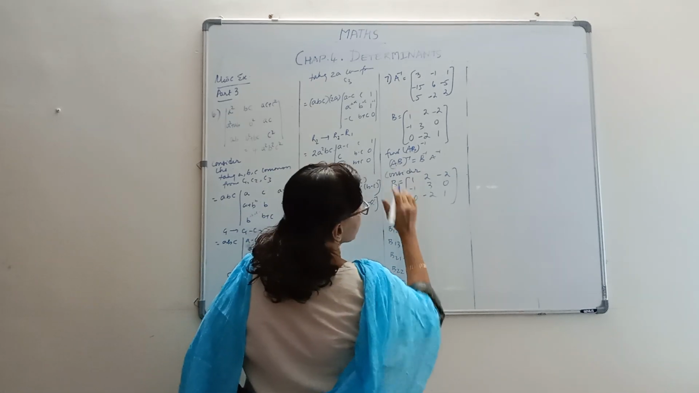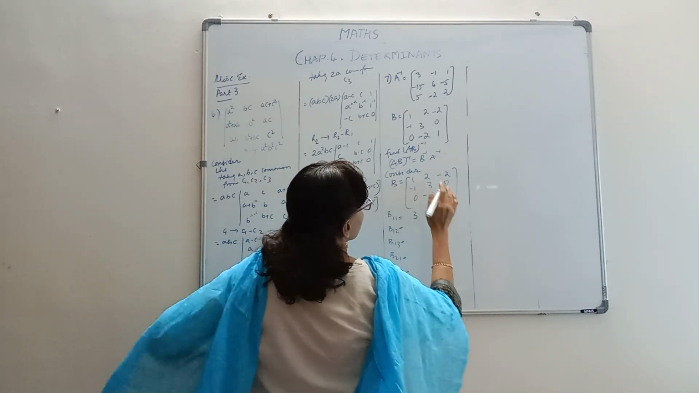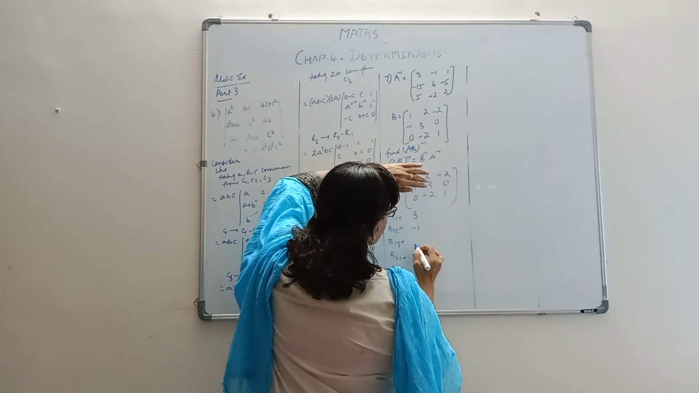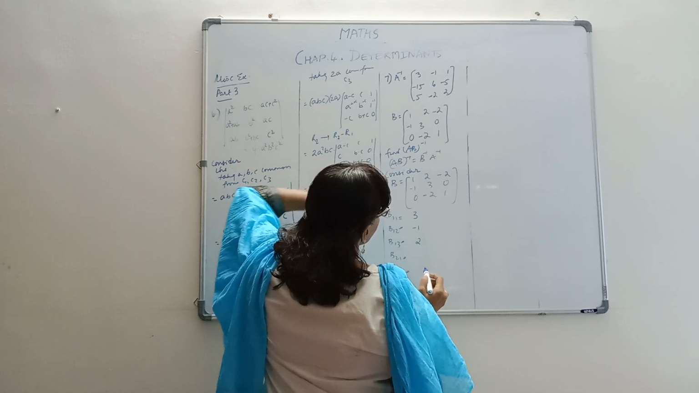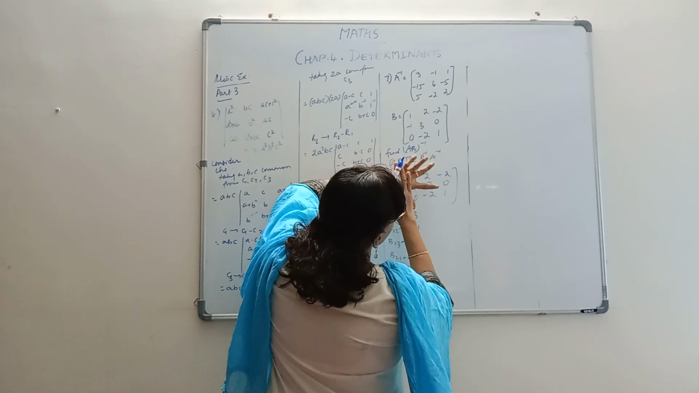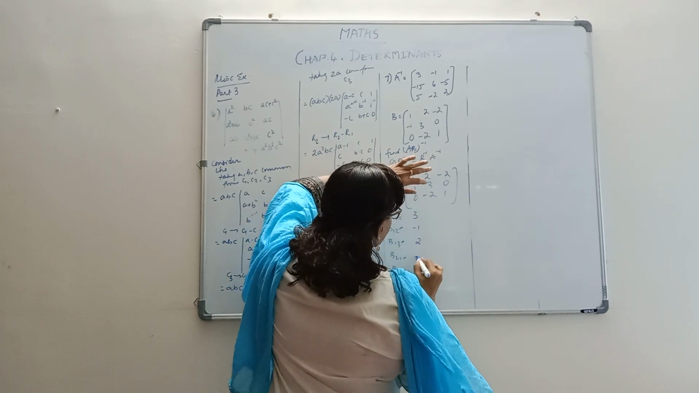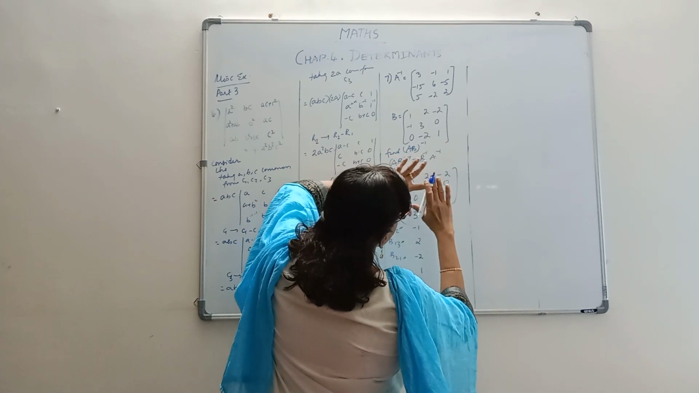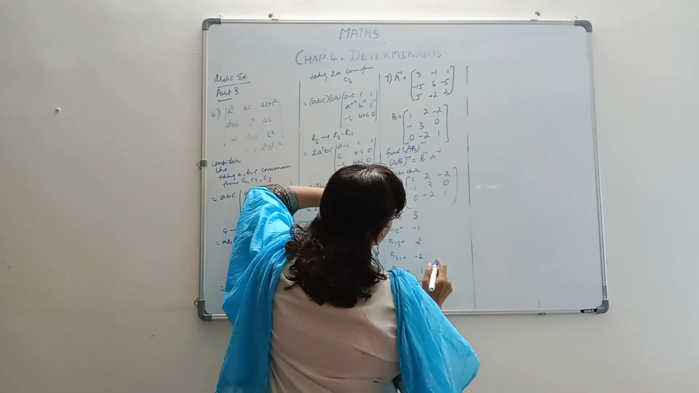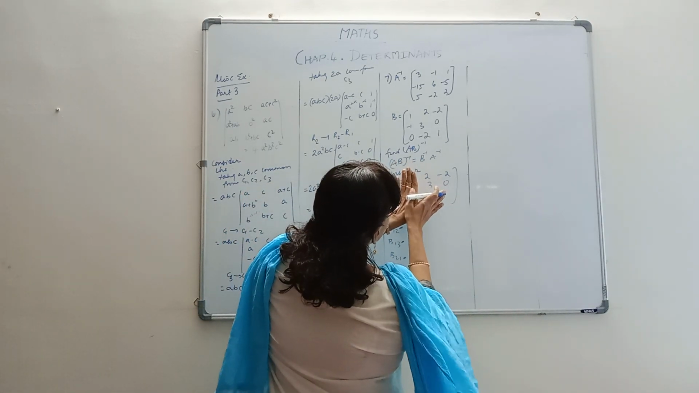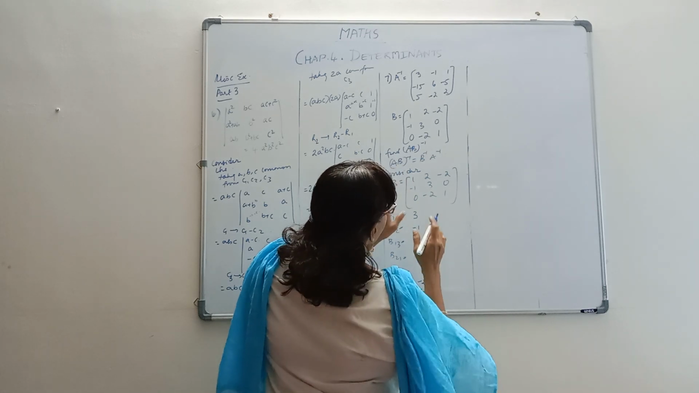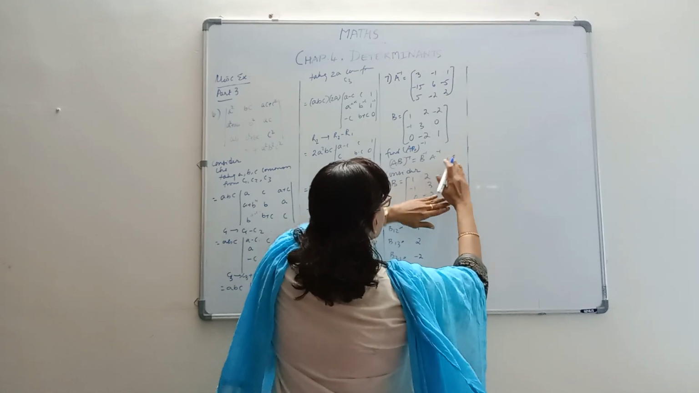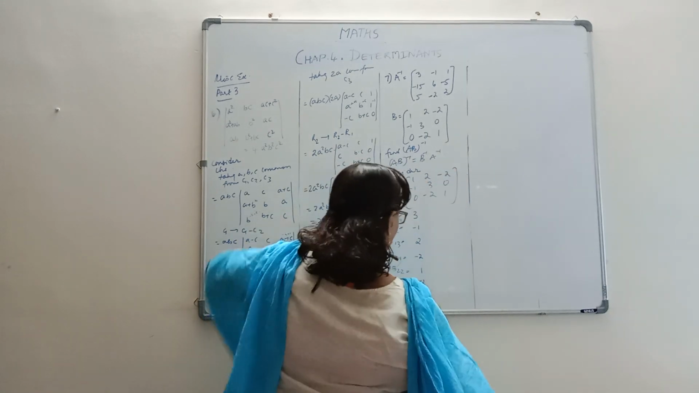So B11 is 3 for us. B12 is minus 1 for us. B13 is 2 for us. Then B21 is going to be 2 minus 4, that is minus 2. Then B22 is 1. B23 is minus 2. B31 is plus 6. B32 is minus 2. And B33, it is 3 plus 2, 5.